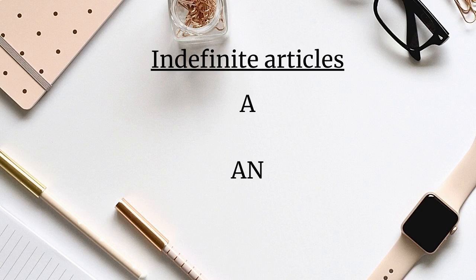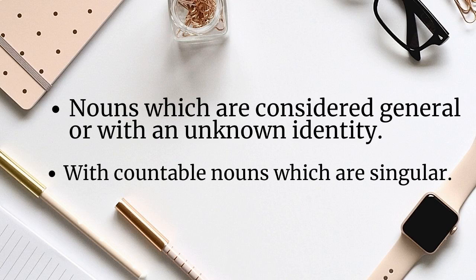Now, let us see what indefinite articles are. The article a and the article an come under this. These articles are used before nouns which are considered general or with an unknown identity. We usually use these articles with countable nouns which are singular. When we are forming sentences with these two words, there are two very specific rules that you have to follow.